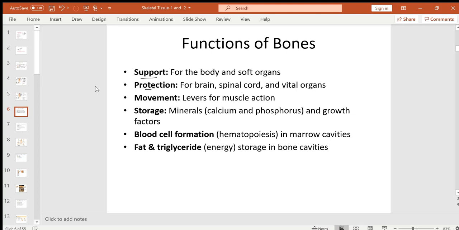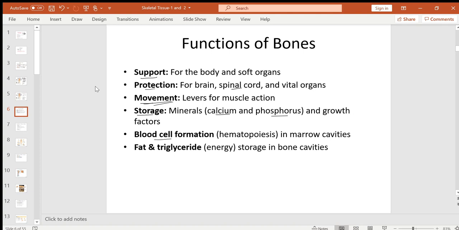Protection. Your brain is protected by the cranial bones. Your heart is protected by the ribs. Your spinal cord is protected by the vertebrae. So the bones protect important organs in the body. Movement. Bones form the joints, and we move the bones or body parts at the joints by the action of the muscles. So with the help of the skeletal muscles, we move the bones at the joints, and joints are formed by the bones. Without the joints, we cannot move the body parts. Storage, a huge amount of calcium and phosphorus are stored in the bone.